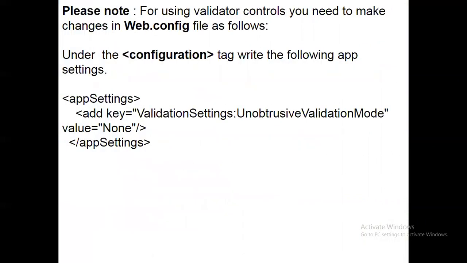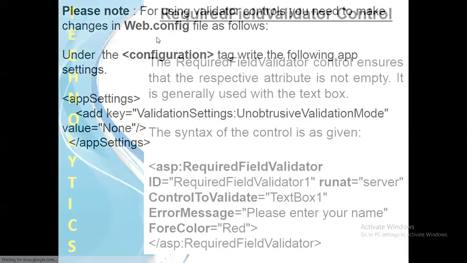Before using these validator controls, please note that you have to make certain changes in the web.config file. In this particular file, you have to add certain settings and these particular tags, that is appSettings and add key, and all these properties you need to add in the file web.config. Then only you are allowed to use these validators.